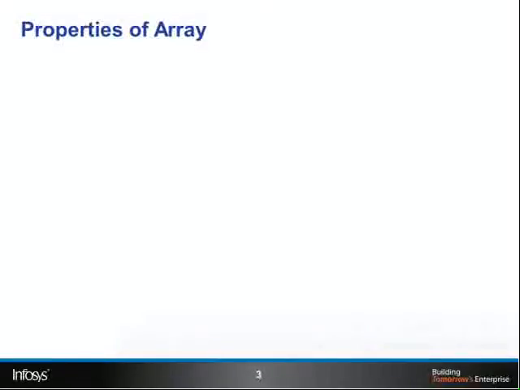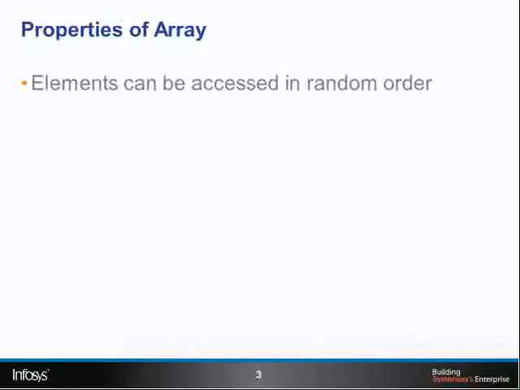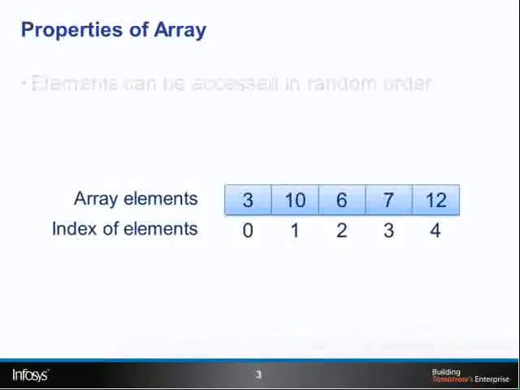Properties of arrays. The elements of the array can be accessed in any random order because we know the specific position of the data elements in an array. Which means, knowing the position, we can access the elements of the array. For example, if we need to access the third element, we use the index or the position 2. Similarly, if we want to access the last element in the array, we can use the index 4 and access the element.